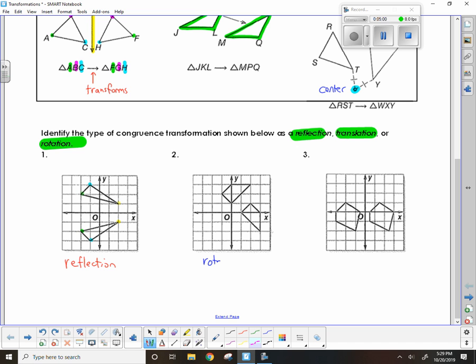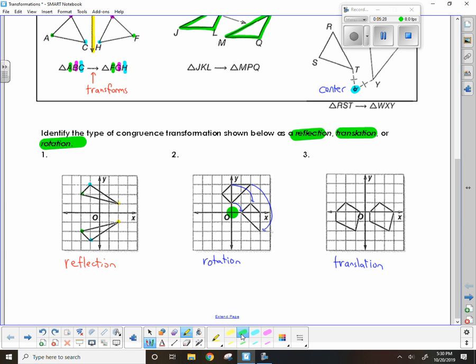That's going to be a rotation. So here we have this point is turning to there, this point to here, this point to here. They're all rotating around, looks like, the origin, the center point right there, rotating around. And the last one is going to be a translation.